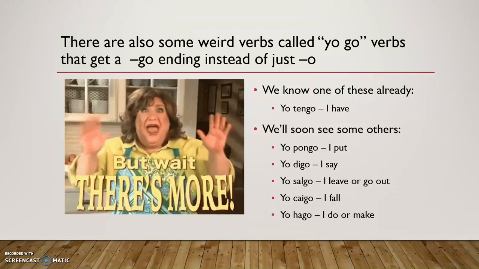Yo pongo comes from poner, I put. Decir turns into yo digo, I say. Salir turns into yo salgo, I leave or go out. And I fall is yo caigo, from caer o se cae. I do or make is yo hago, from the verb hacer. So all of those are major exceptions to our rule. We won't necessarily need to memorize them all, but if you see these, you need to know what they mean.